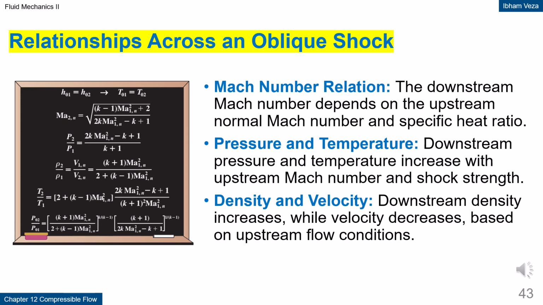Relationships across an oblique shock. The downstream flow properties are determined by the upstream normal Mach number and the specific heat ratio. Pressure and temperature increase as the shock becomes stronger. Density also increases, while velocity decreases. These relations allow quantitative calculation of conditions before and after the shock. Therefore, oblique shocks can be analyzed in a systematic way.